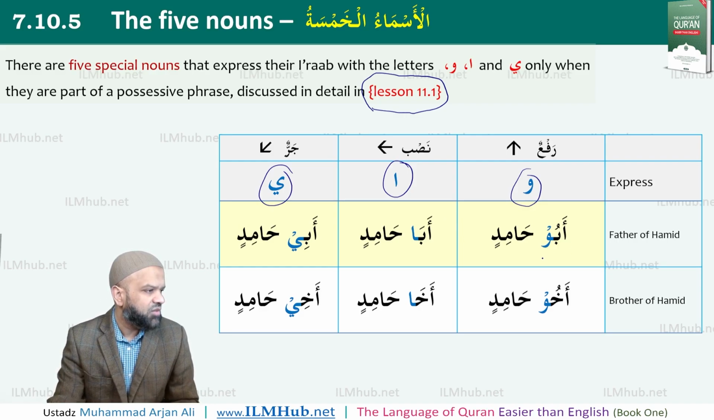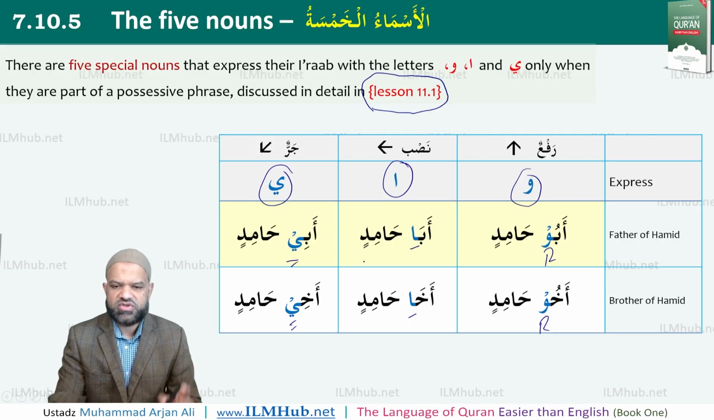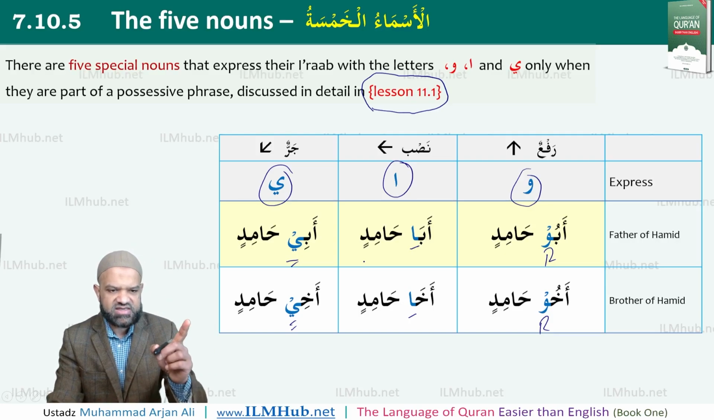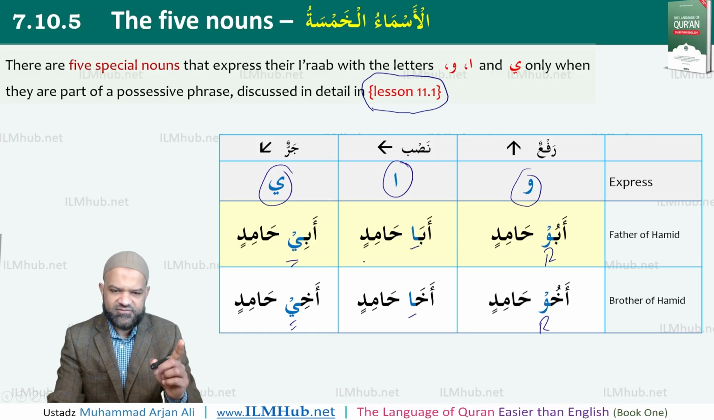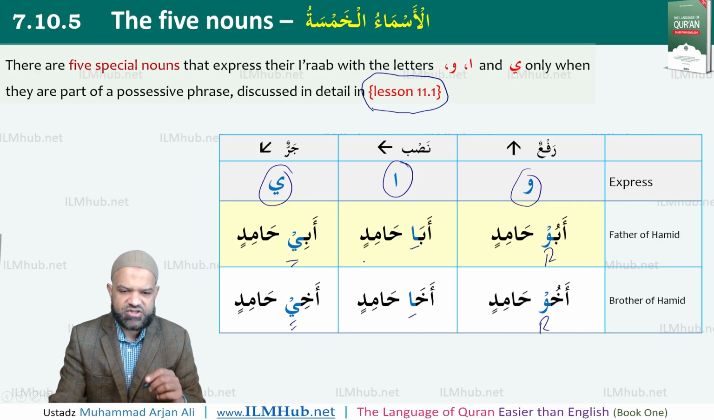So I want to say Abu Hamidin, father of Hamid. Akhu Hamidin. So this is now rafa with a waw. Aba Hamidin, father of Hamid, or Hamid's father. Akha Hamidin, Hamid's brother, with nasab with the alif. And jar here: Abi Hamidin, jar with a ya; Akhi Hamidin, jar with a ya. So instead of using other things, specific letters are used: waw for rafa, alif for nasab, and ya for jar. Again, this is only with these 5 special nouns.